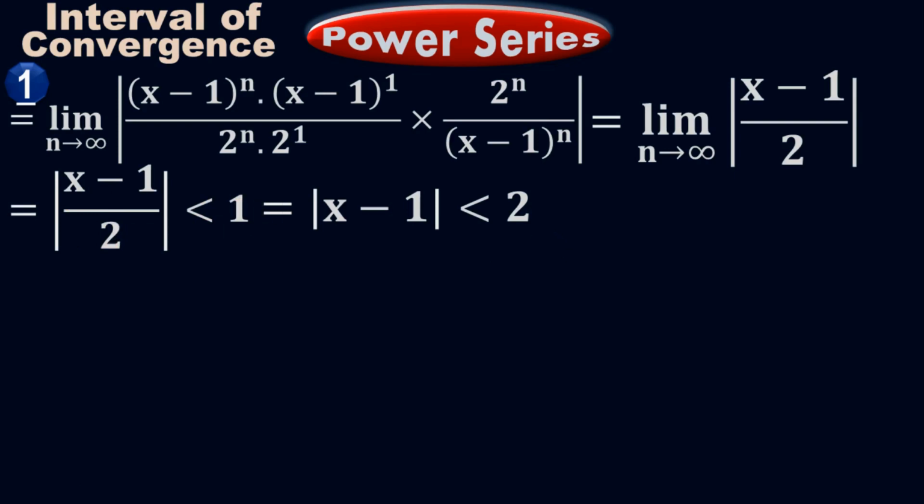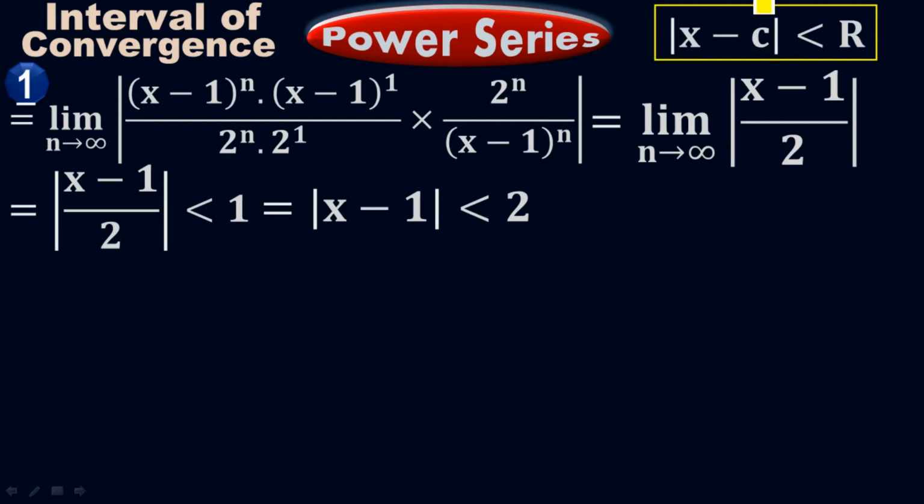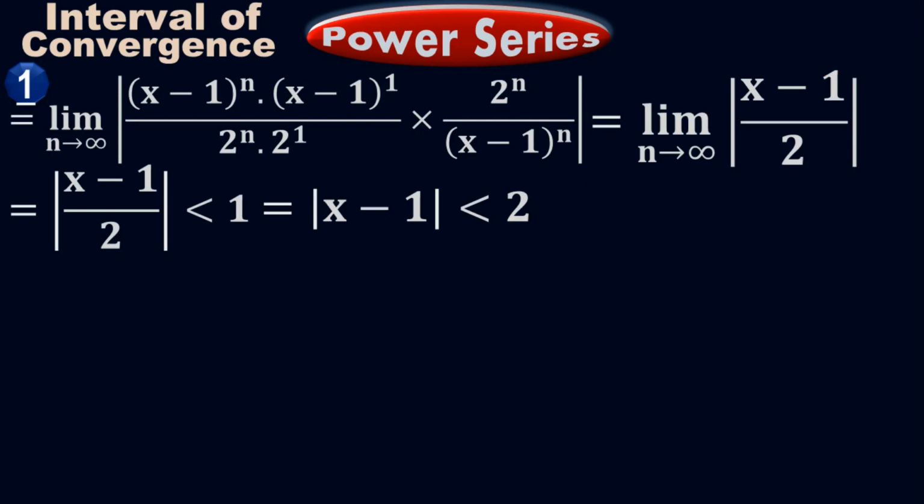Now for the interval of convergence, the modulus of x minus c must be less than the radius r. x minus 1 is my x minus c and this 2 is my r. This stuff is less than 2. This r is the radius. So if x minus 1 is less than 2, on the other side, x minus 1 must be greater than negative 2. As I said, you can skip this modulus sign now, because the modulus of x minus 1 equals x minus 1. Look, x minus 1 is less than 2, which we got from here.